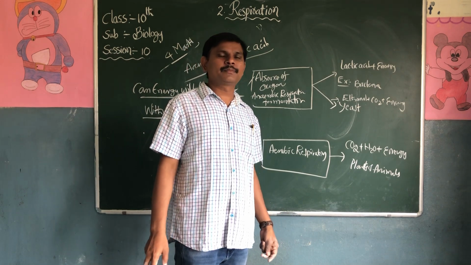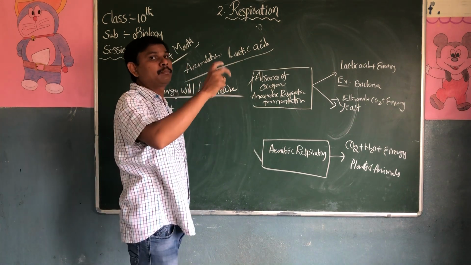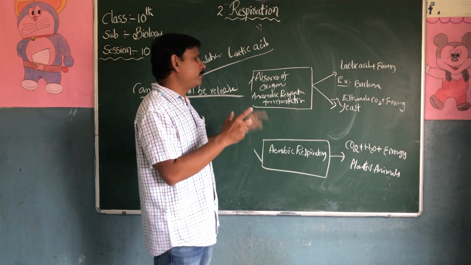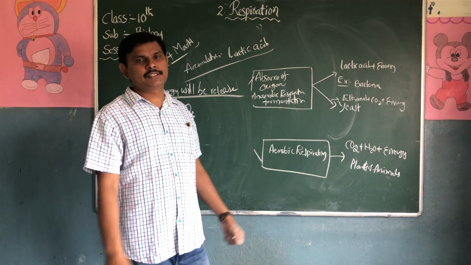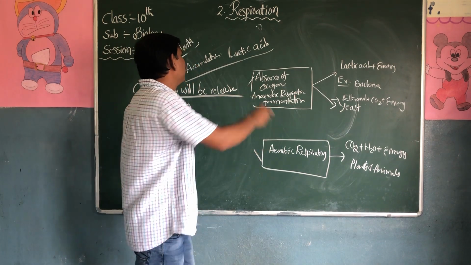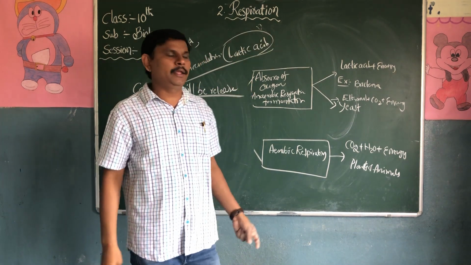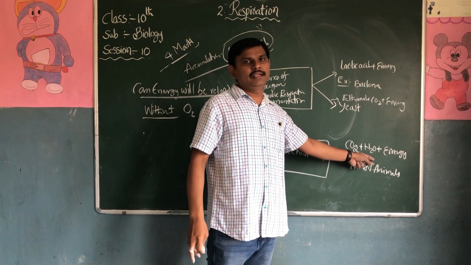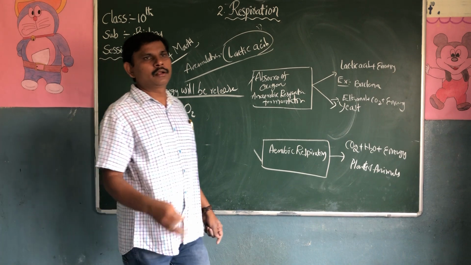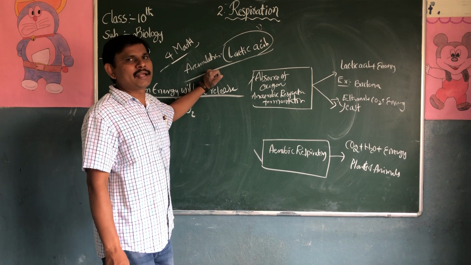What happens when sufficient oxygen is supplied to the body? Anaerobic respiration will again be converted into aerobic respiration. If sufficient oxygen is supplied to every cell, this lactic acid is eliminated from the body, we get more energy, and then we get back to normal. So this muscle stress will be gone from the body. This is the reason for the accumulation of lactic acid in the body.